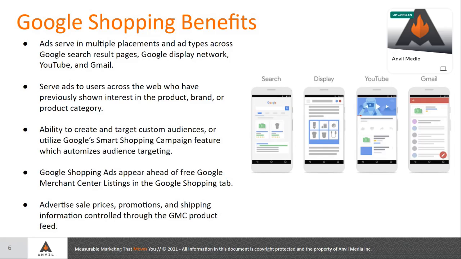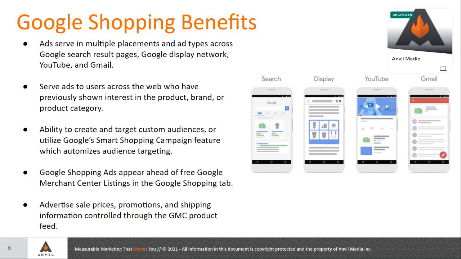I did mention this before as well, that Google Shopping ads will pretty much always appear ahead of free Google Merchant listings in the Google Shopping tab. So this can be really effective, even if you have a Google Merchant Center product feed published and free listings published in the Google Shopping tab. Supplementing that with a Google Shopping campaign to move those listings up on the page, right above the fold and front and center for users, can be really effective in driving transactions and revenue, especially if you are in a fairly competitive product category.